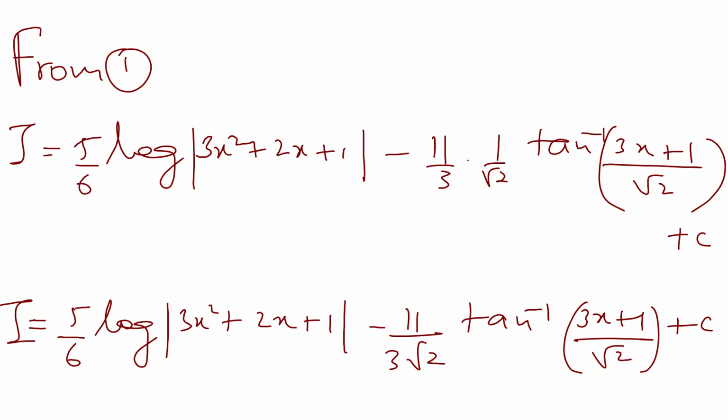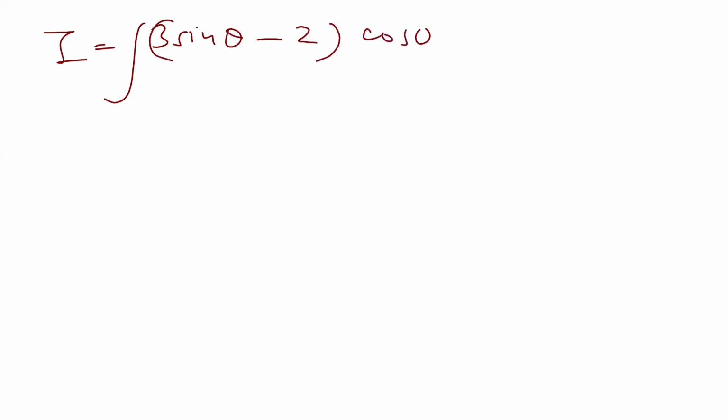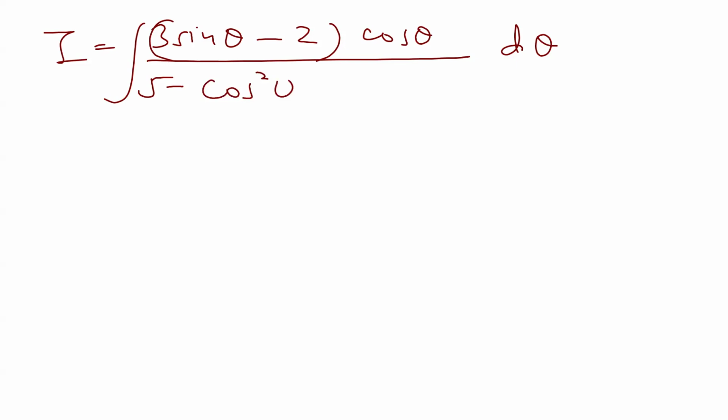I'm erasing this. Fine. So the question is integration of (3 sine theta minus 2) into cos theta d theta upon (5 minus cos square theta minus 4 sine theta).